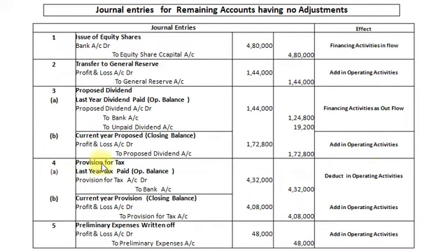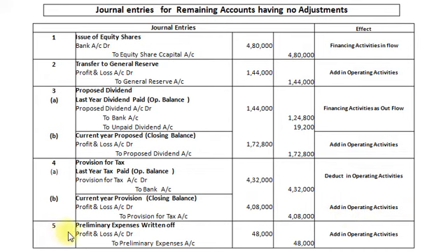Now provision for tax. Last year tax will be paid and our accounting entry will be provision for tax account debit to bank account rupees 4,32,000 and effect it will be deducted in operating activities. And B, current year provision for tax profit and loss account debit to provision for tax account rupees 4,08,000 and effect will be added back in profit in operating activities.